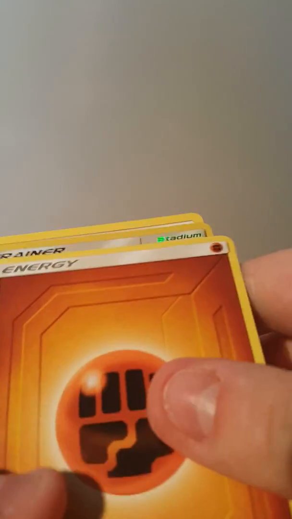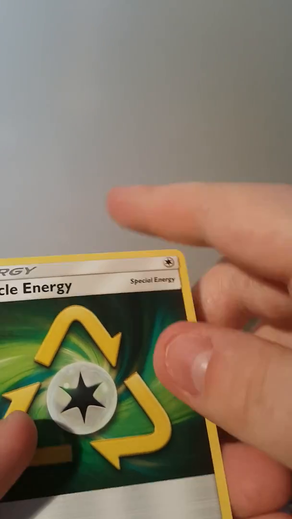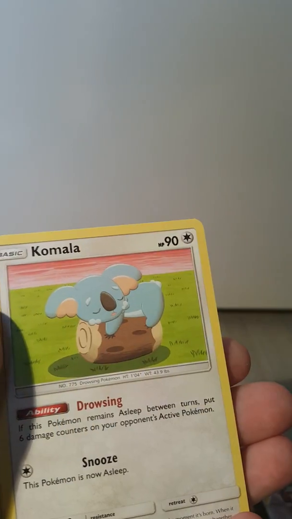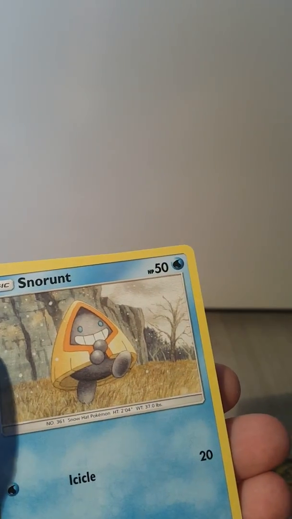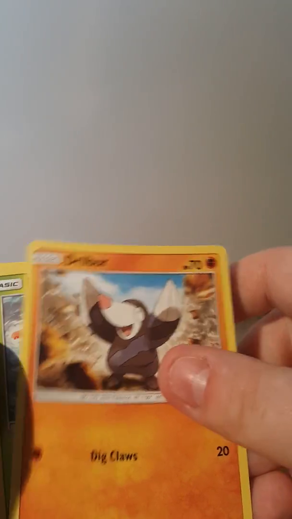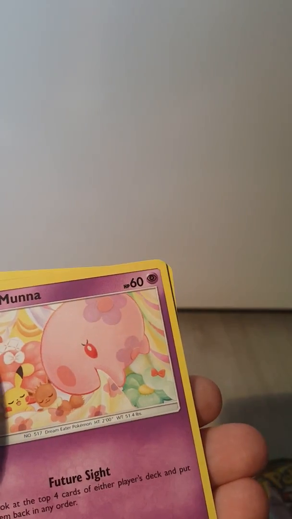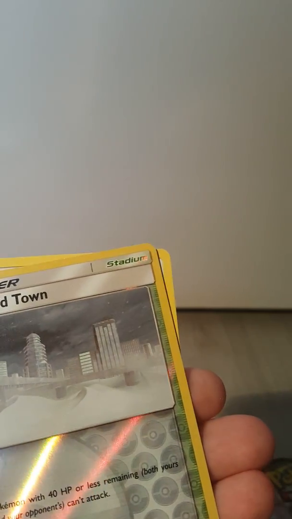So we got a Fighting Energy. We got a Recycle Energy. We got a Breloom. Oh my god, I love a Breloom. Got Snorunt. Got Drillbur. There you go, Dwebble. A Pidove. A Munna. And we got a rare, not too special, Unfezant. Rare, non-holo. Okay, that's how we go.